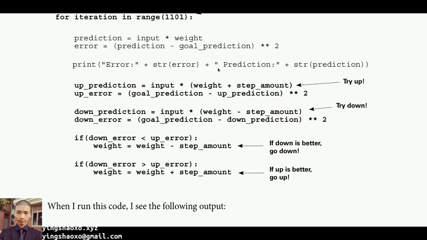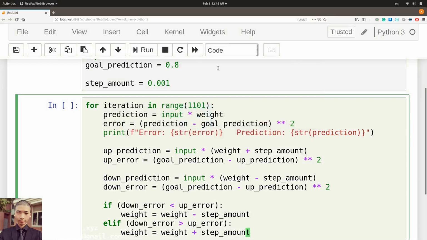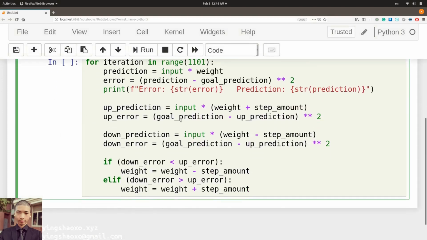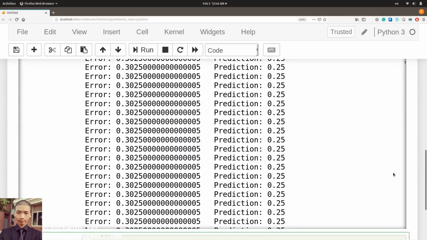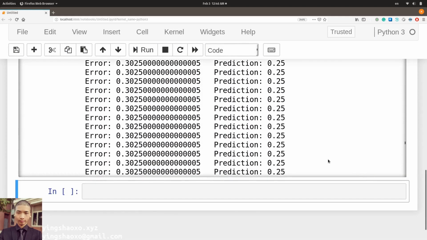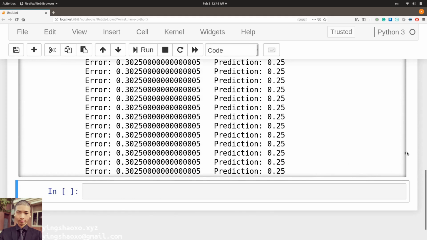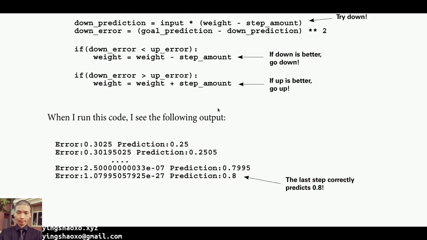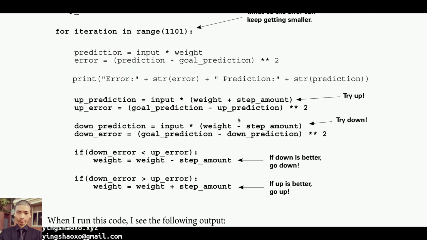Okay, I almost finished the coding here. I'm going to run this code. When I run this code, what I see is something like this. The error just didn't get smaller. Yeah, it always stays the same. Maybe I did something wrong in the process.